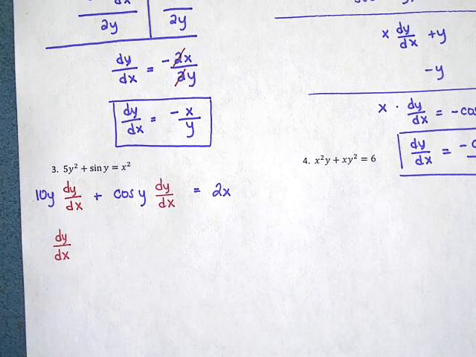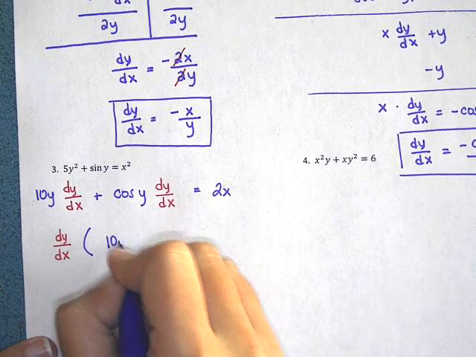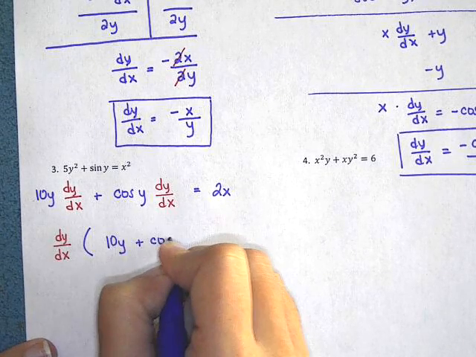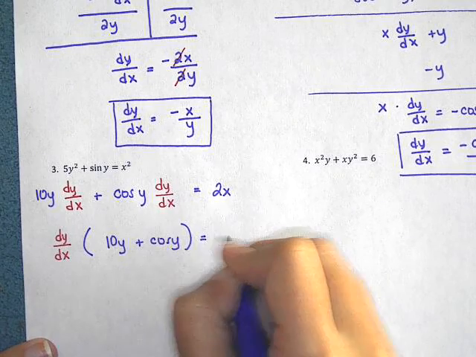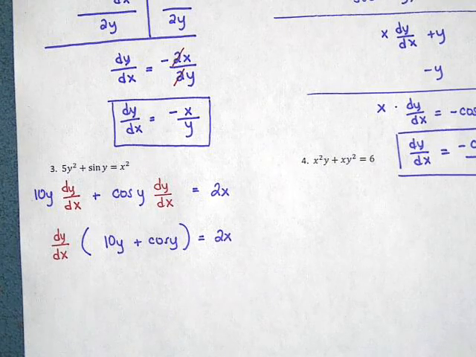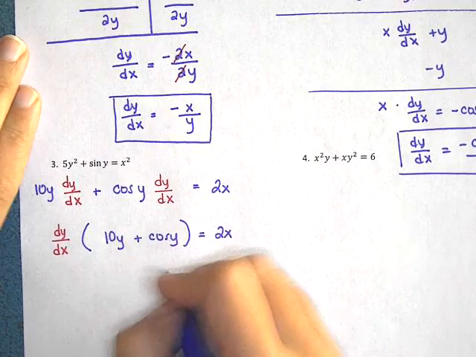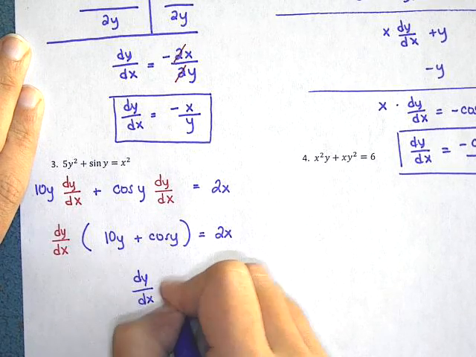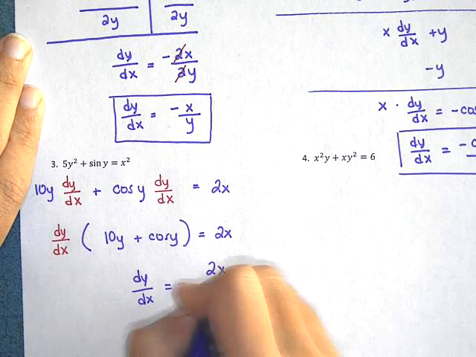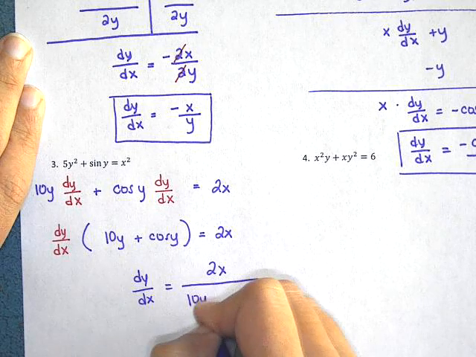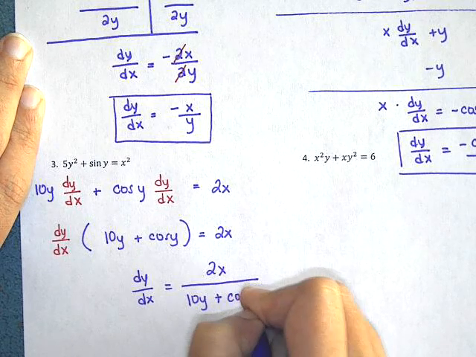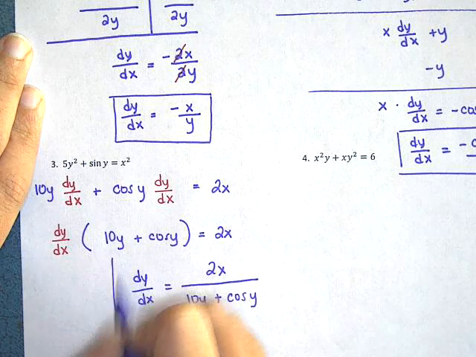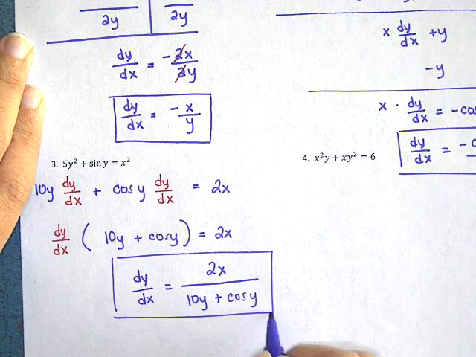So I'm going to factor it out, and I get 10y plus cosine of y left on the inside of the parentheses. And then lastly, I would just divide. So dy over dx equals 2x divided by 10y plus cosine of y. And you're done.